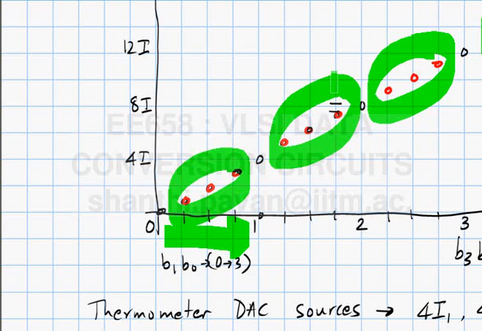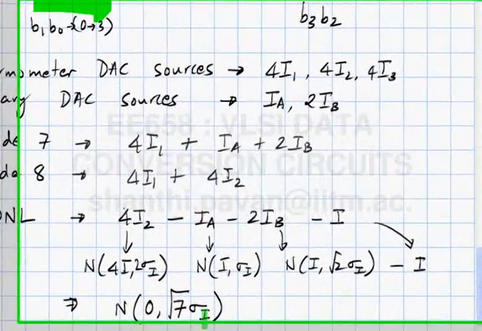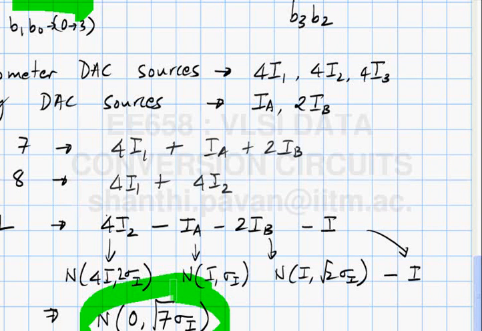You are generating going from 1 to 2 by turning off I and then turning on 2I. But the magnitude of that problem, the standard deviation corresponding to that, is only root 3 sigma I. So quite clearly this is the absolute worst case. So what has segmentation done? It has dropped the worst case DNL, which was square root 15 sigma I, to square root 7 sigma.